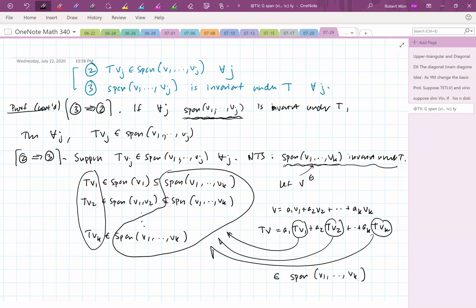So what I've just shown is that you take any vector in here, you apply T, you end up back in there. That means that that subspace is invariant under T. And since k was arbitrary, that holds for all k. I used a different letter here so as to not be confused about what we were assuming versus what we're trying to prove. But that shows that as long as each Vj is in the span of the first j basis vectors, every time we take the span of the first j basis vectors, that's an invariant subspace, which is what we wanted to show.